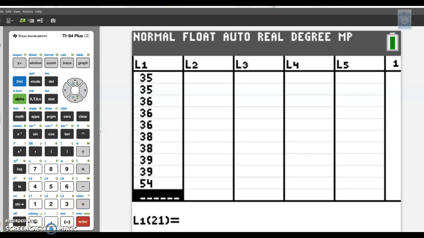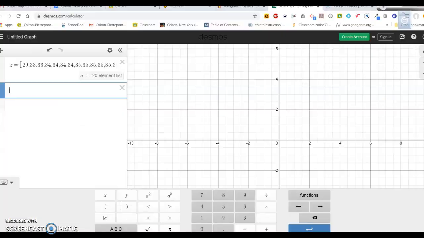Okay, now you can also do this in decimals using your A. I did it right here. I put the same numbers in. It's A equals bracket, and then each of the numbers in the list. And notice there's 20 elements in this list as well.